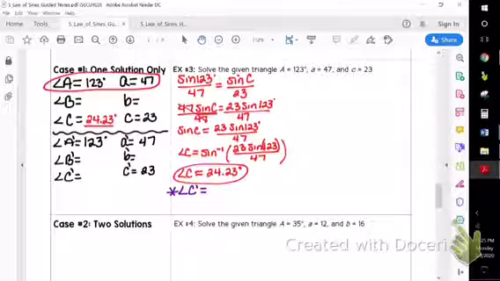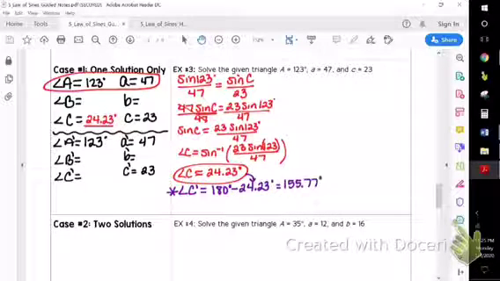So we're going to take 180 degrees and subtract the 24.23 degrees, the answer that we just found. And when we do that, I got 155.77 degrees. Alright, so I'm going to go ahead and write that in here.